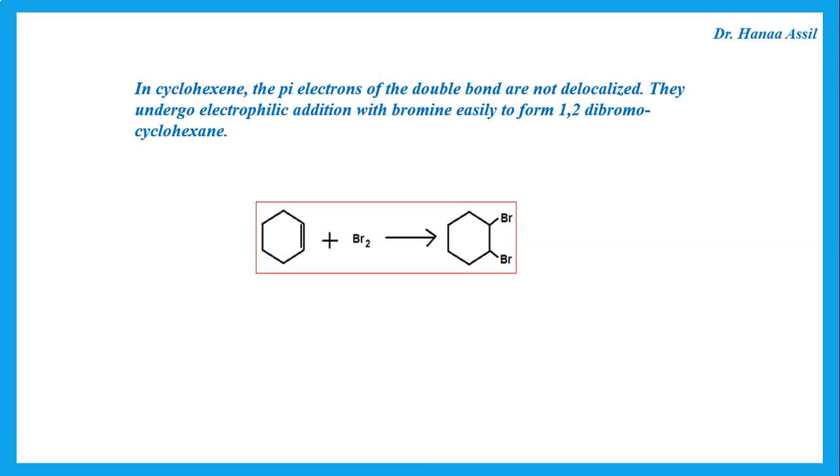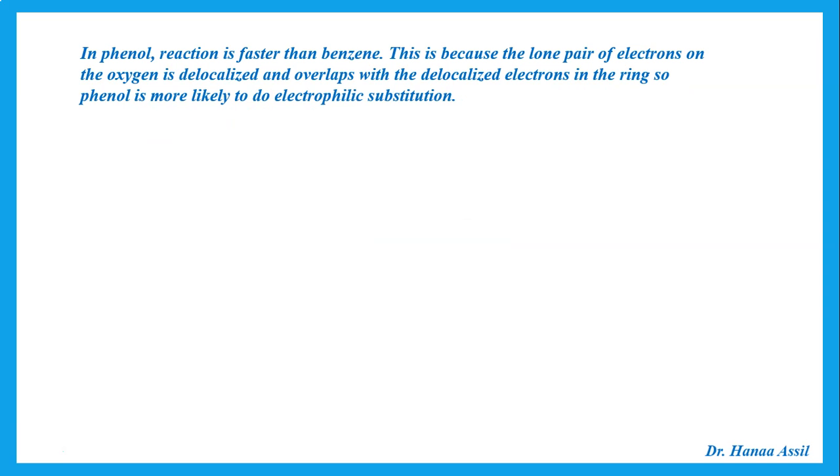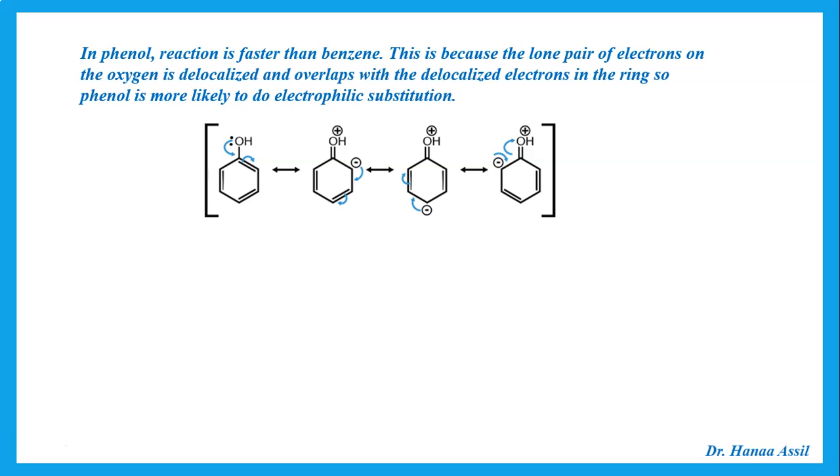What about cyclohexene? Well, in cyclohexene, we have a double bond. So the pi electrons of the double bond are not delocalized. They undergo electrophilic addition with bromine, just like any alkene. This reacts easily to form 1,2-dibromocyclohexane.